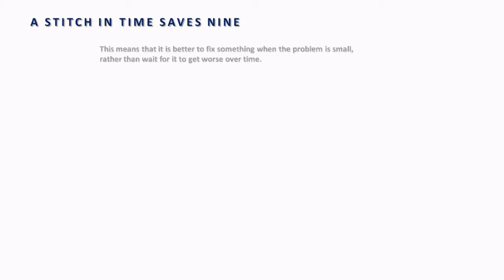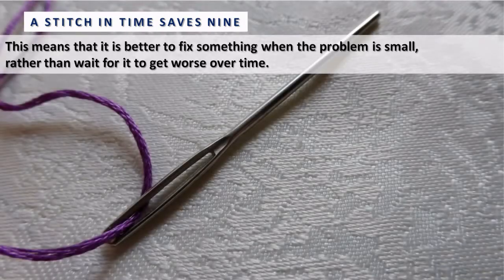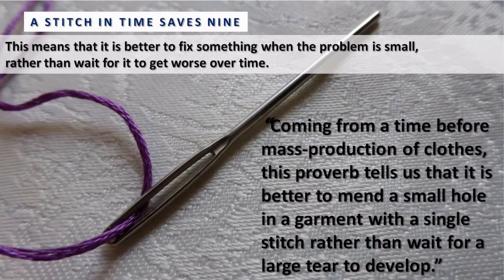A stitch in time saves 9. This means that it is better to fix something when the problem is small, rather than wait for it to get worse over time. Coming from a time before mass production of clothes, this proverb tells us that it is better to mend a small hole in a garment with a single stitch, rather than wait for a large tear to develop.